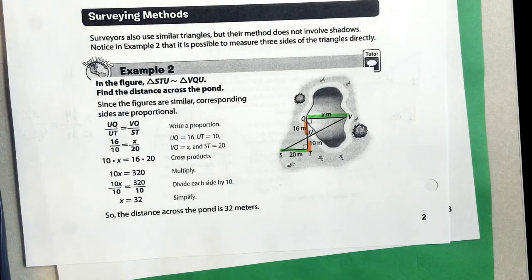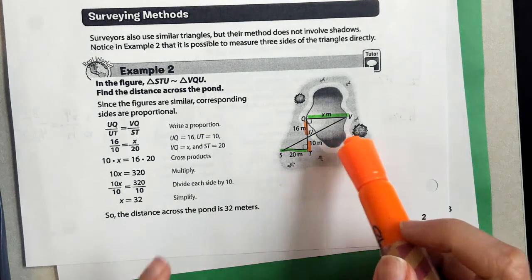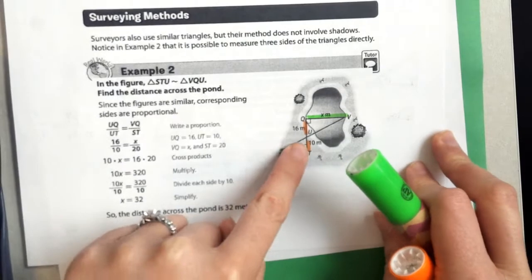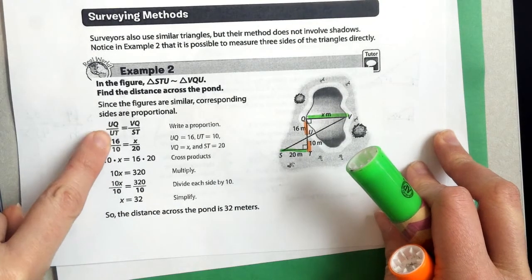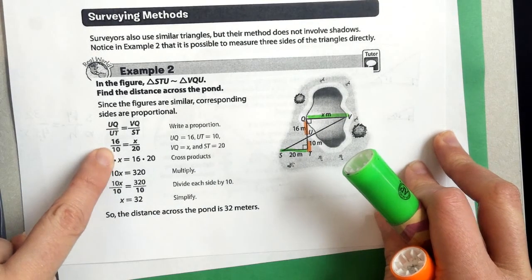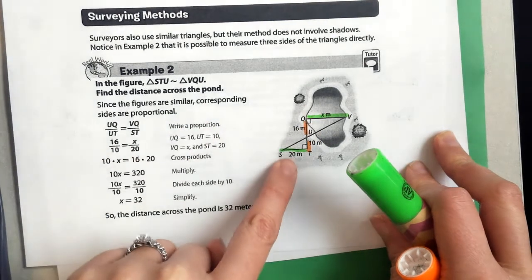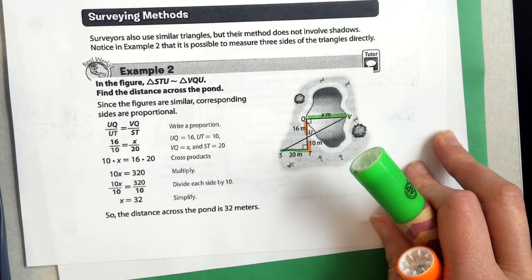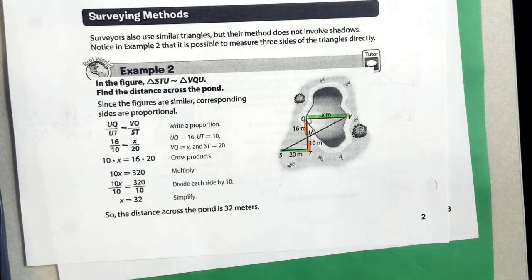Okay, once you have that, we can set up our proportion. So we had our bigger one to our smaller one here. They did the big is 16 over the small is 10, so that means I go bigger to smaller on the other part. I had big to small. Then they did their cross products and solved and found that it was 32 meters.